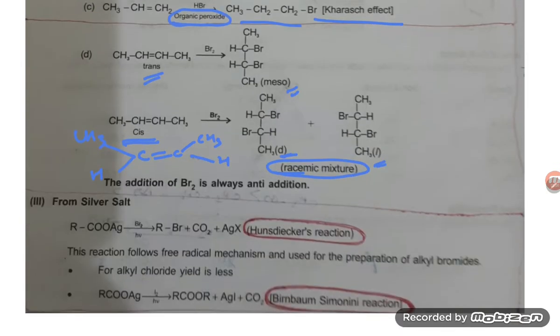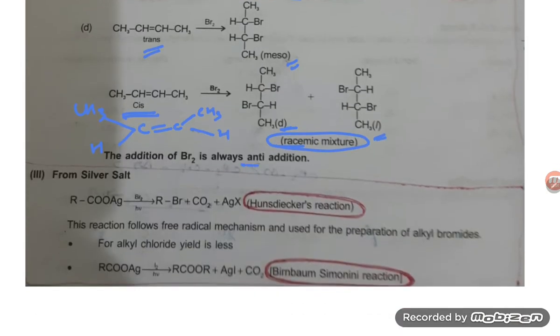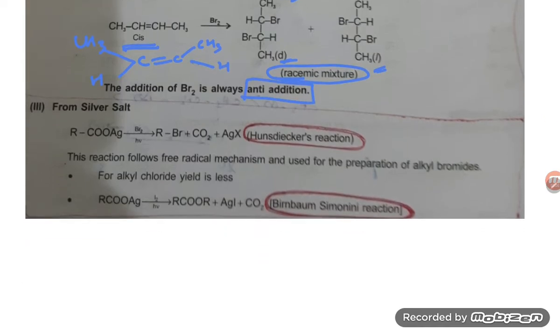Next, the addition of Br2 is always anti-addition. Next one is from silver salt. The first reaction is the Hunsdiecker reaction. In this, the silver salt is treated with Br2. It will give RBr plus CO2 plus AgX. This reaction follows the free radical mechanism and is used for the preparation of alkyl bromide.